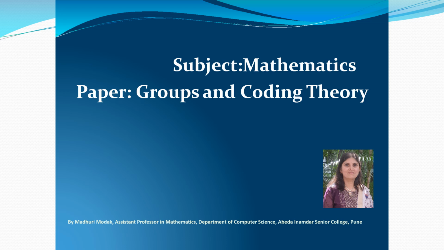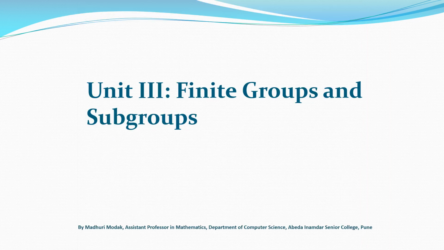Now, in the paper Groups and Coding Theory, we have seen the first and second unit. The first unit was the introduction. In the second unit, we have seen the definition of a group and some examples of finite and infinite groups. Now, we start with the third unit, that is finite groups and subgroups.